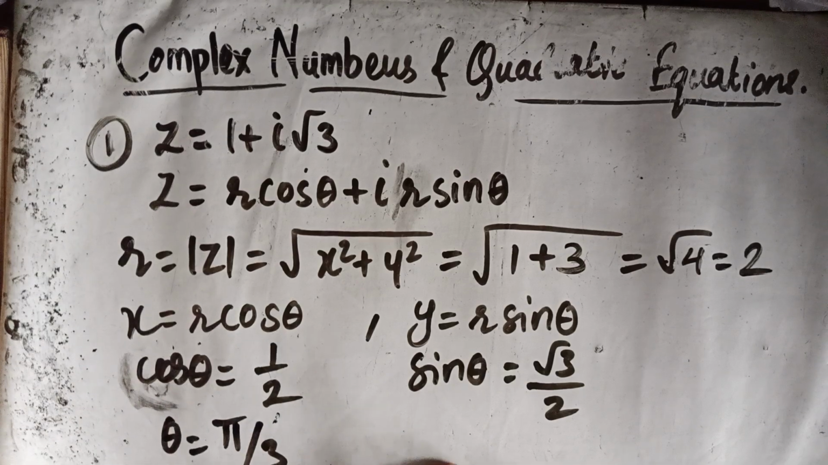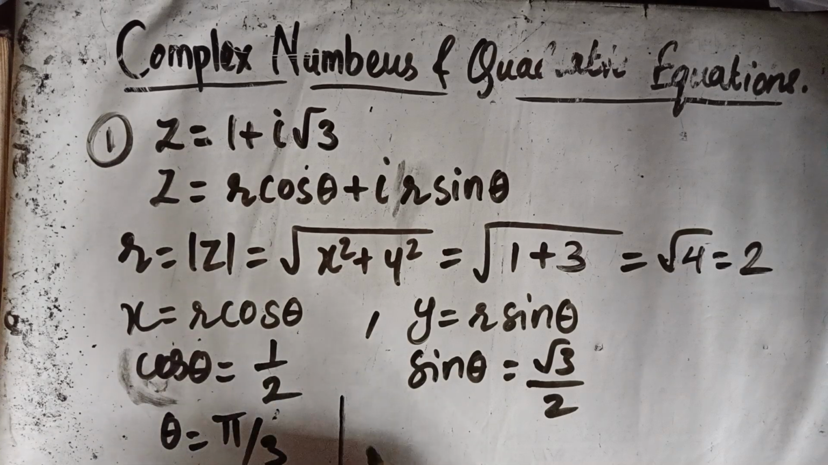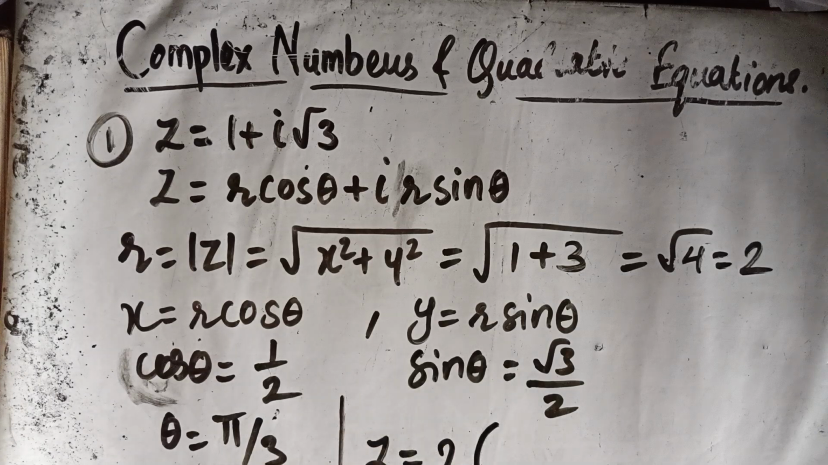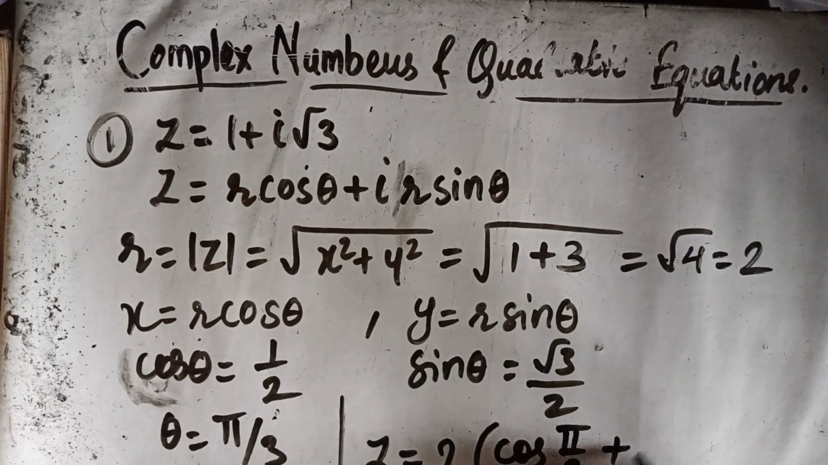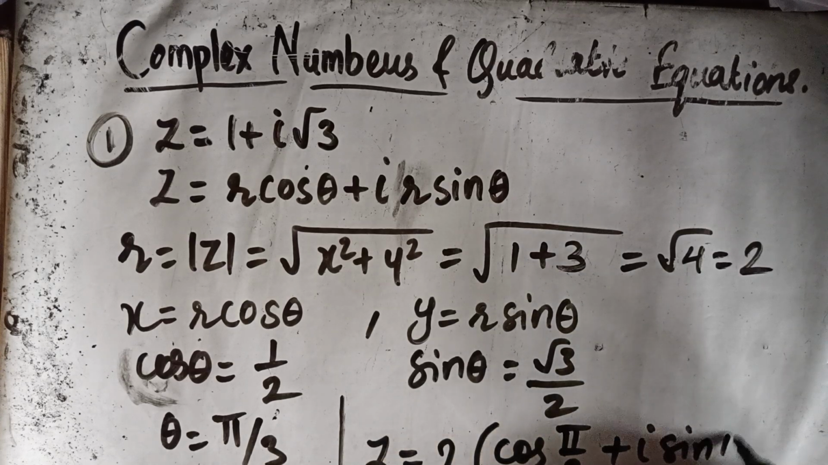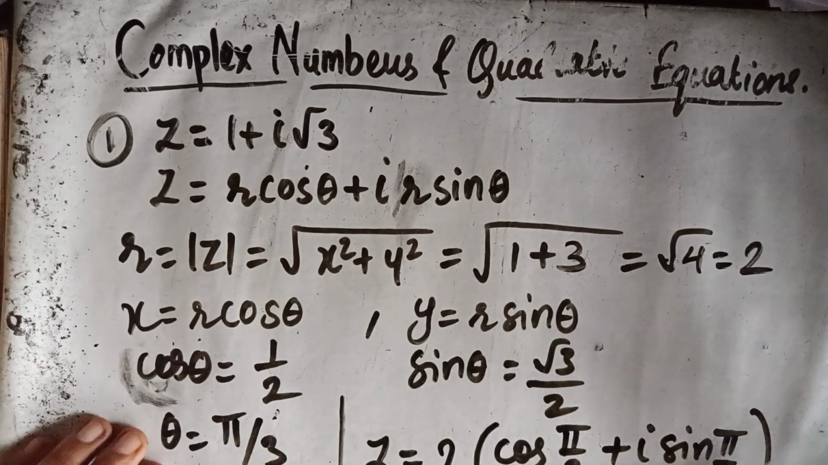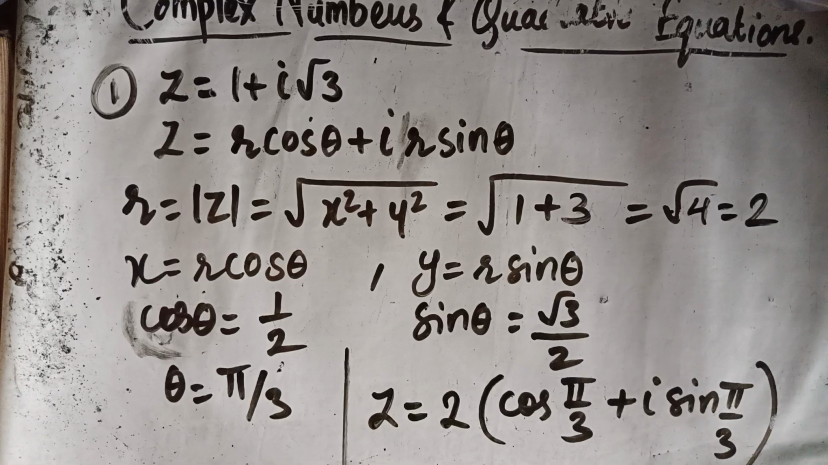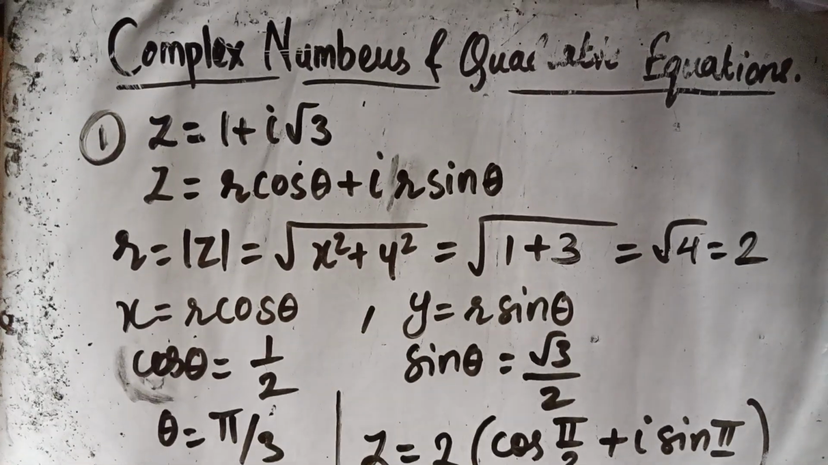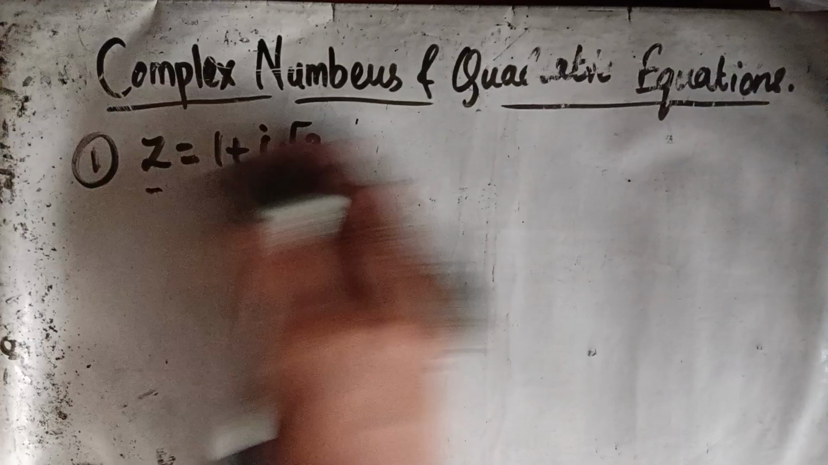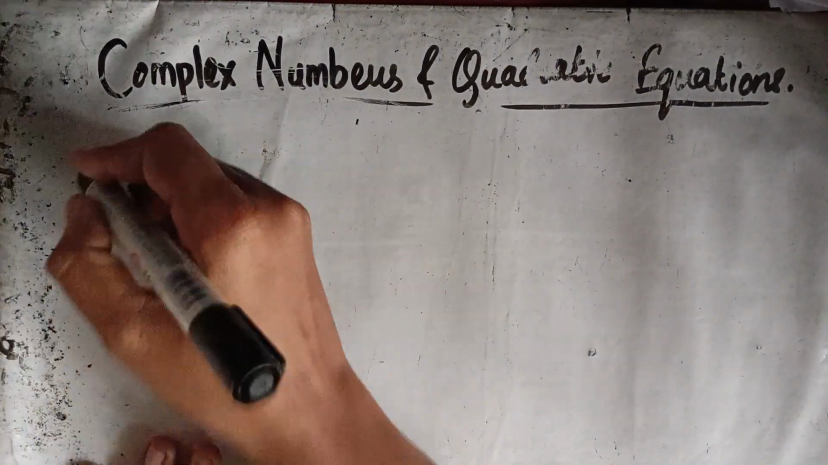So our polar representation is Z equal to R, which is 2, cos theta is... 2, you can write outside. So cos pi by 3 plus I sin pi by 3. Okay, so this is the polar representation. Next question. Question 2.